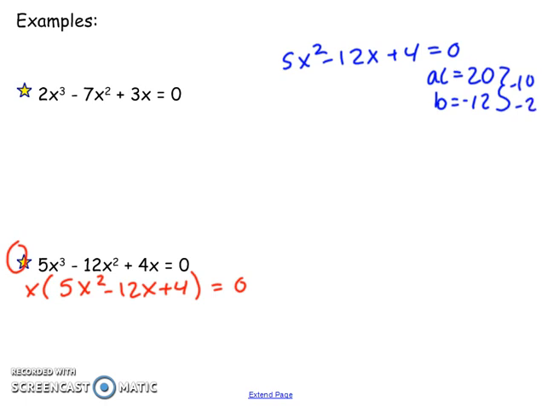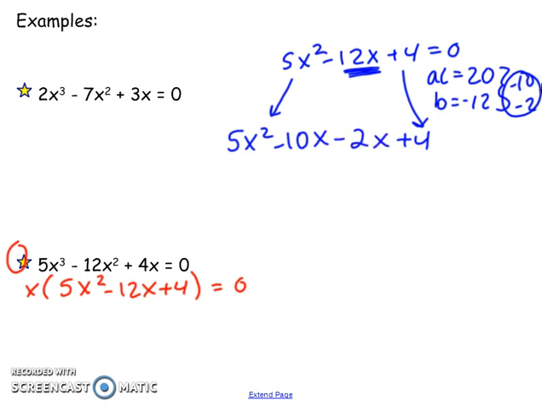So remember, the first term comes down, so 5x squared. The last term comes down, so plus 4. Rewrite the middle term using the 2 numbers that we found. So instead of negative 12x, I'm expanding that to be negative 10x minus 2x.